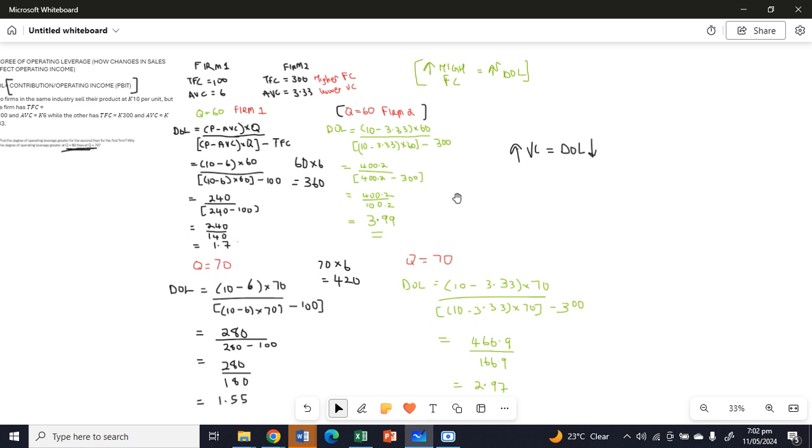And finally, how you interpret this, for example this 3.99 here, is that if there's a 1% increase in sales for frame 2, there will be a 3.99% increase in operating income. And if there's a 1% decrease in sales, there's going to be a 3.99% decrease in operating income.